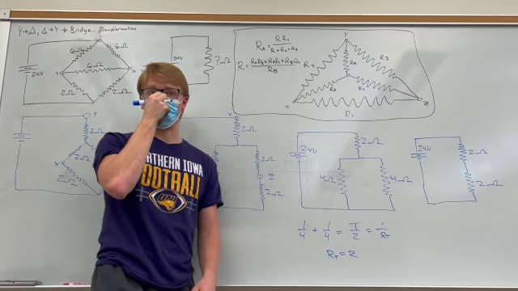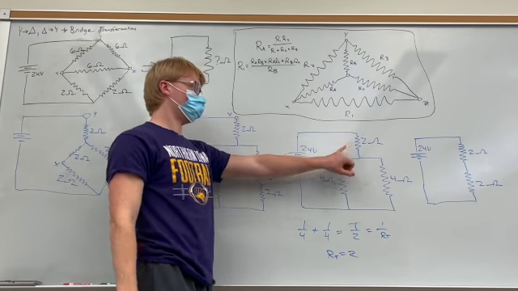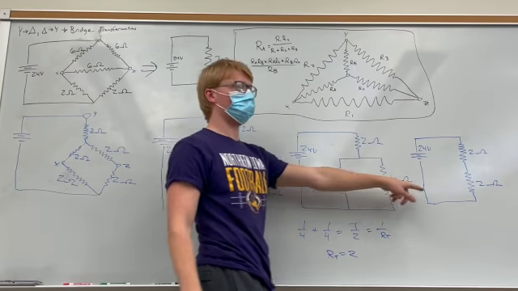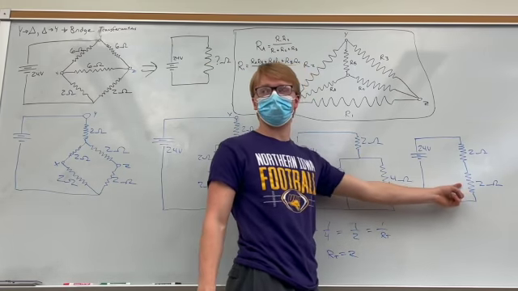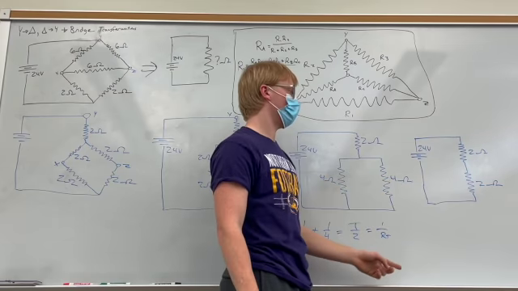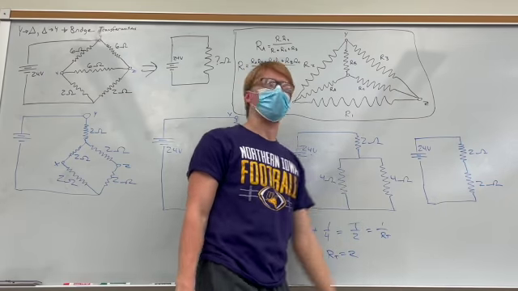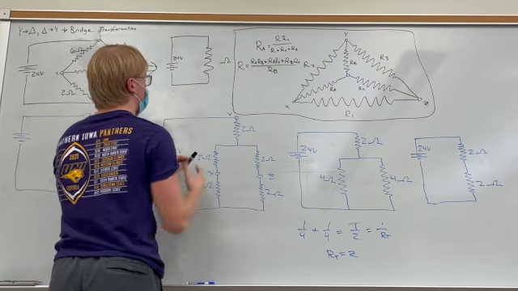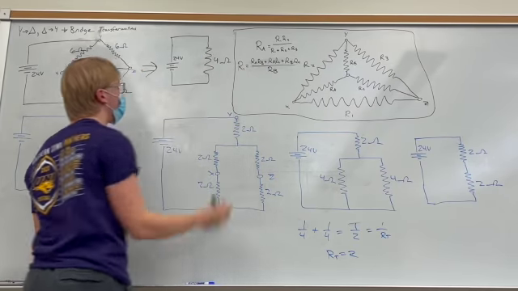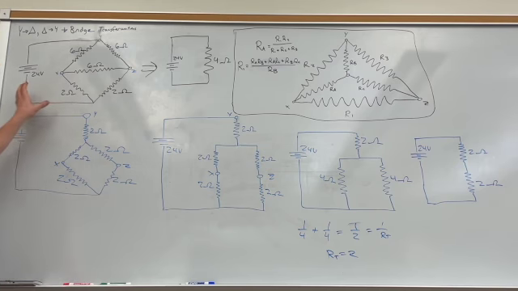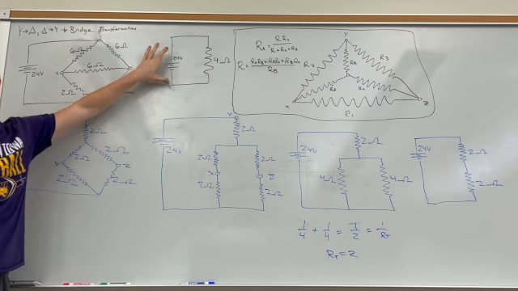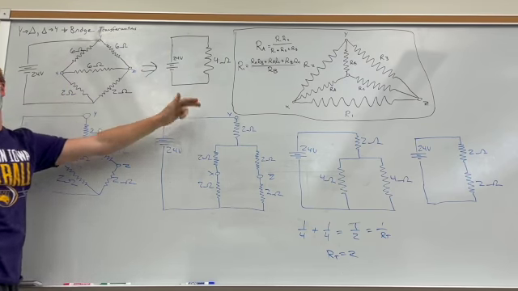Okay, so I just rewrote it again. This is that 2, it didn't change. And then these two 4s combined to make this 2. Now they're in series, and all I have to do is add them together. So our final answer right here is 4 ohms. So that's how you convert a bridge, something like this, into a simple system that has just one resistor.